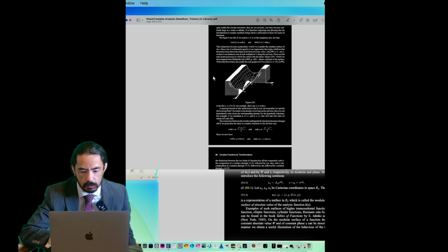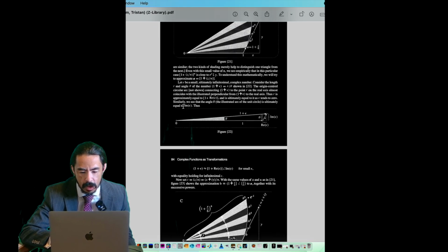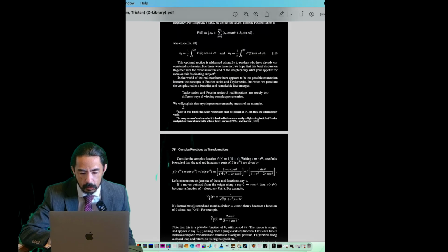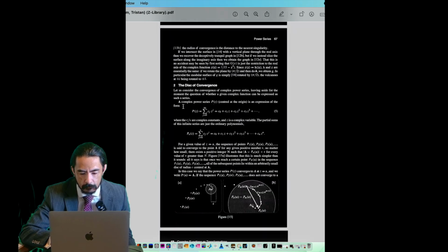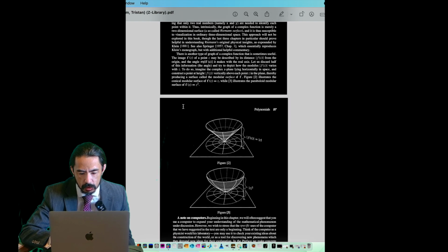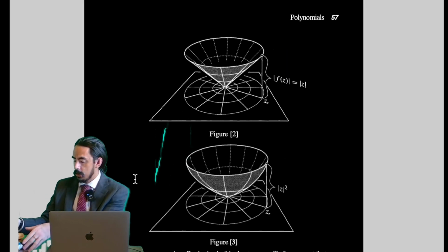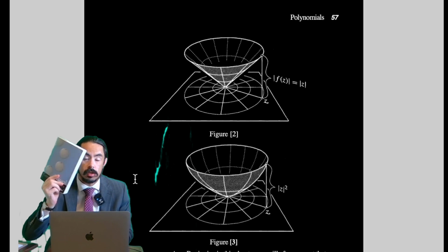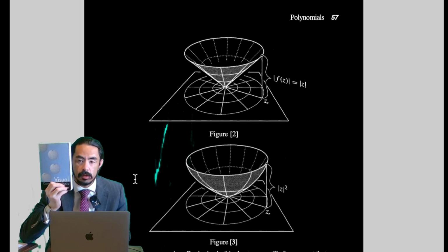I might as well just pull over here. I did rant for an hour, and I pulled up this other book, which I have next to me here. But I'm going to scroll to the relevant figures. Okay. Maybe it's good that I did another take. So this is right here, Visual Complex Analysis. This is a great book.